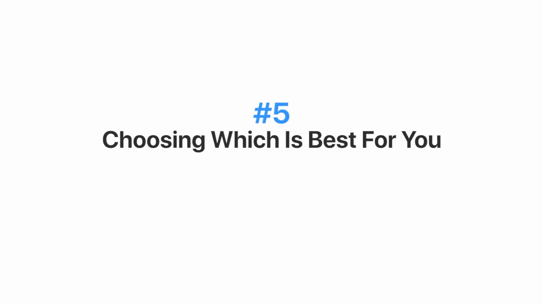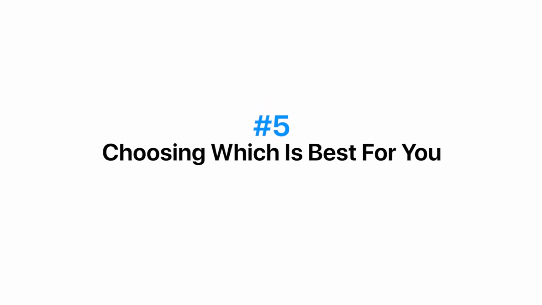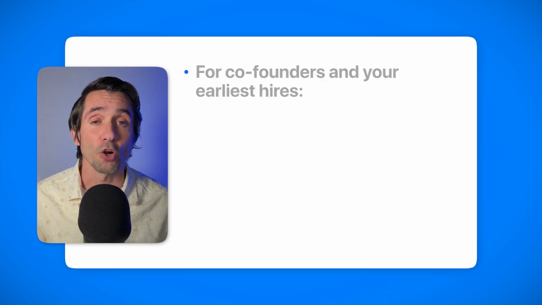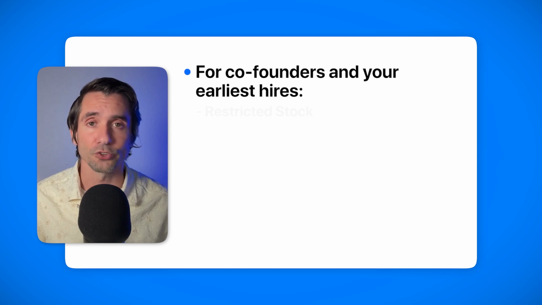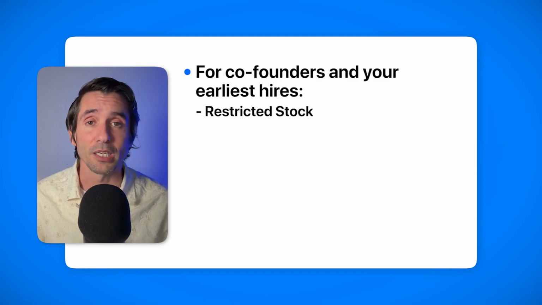Now, choosing which is best for you. So now that we've covered the 4 different types of equity, let's quickly figure out which is best for your situation. For co-founders and your earliest hires, restricted stock is the move. The company value is near zero, so the tax hit is minimal. Just make sure they file the 83(b) election within 30 days or they'll lose that advantage.